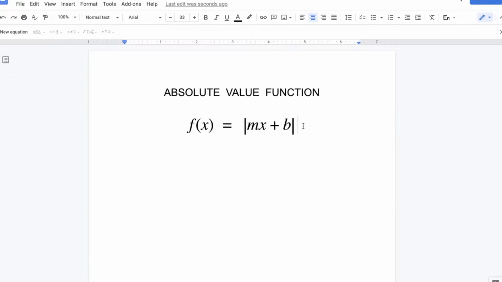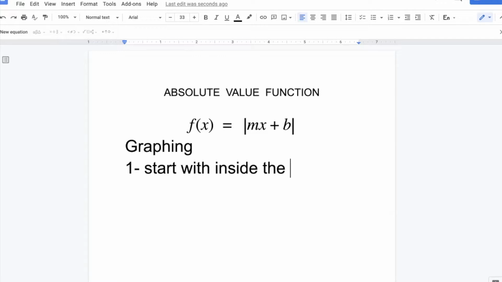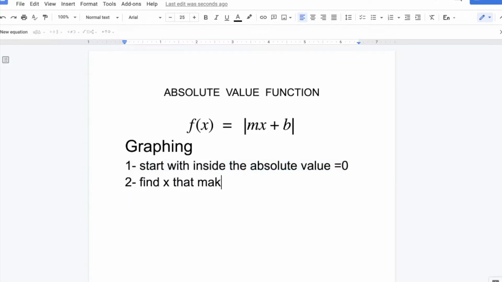So now how to graph it? It has a slope and y-intercept. The first step, start with the inside of the absolute value equals 0. You solve it aside, equals 0. This is the first step. Second step, find x that makes it equal to 0. Third step, this will be the peak.